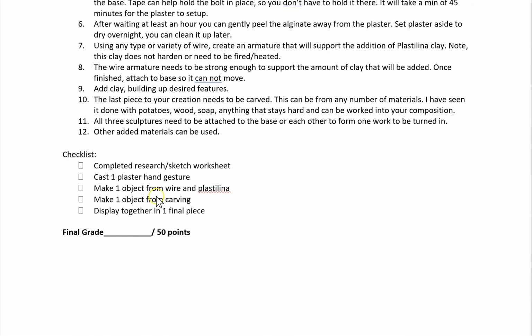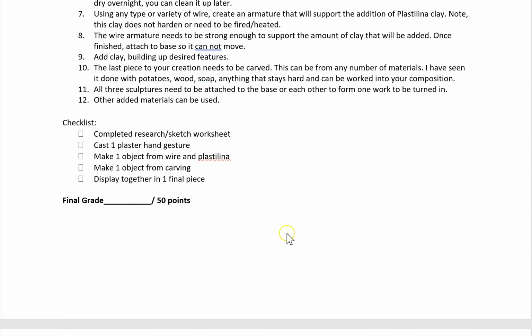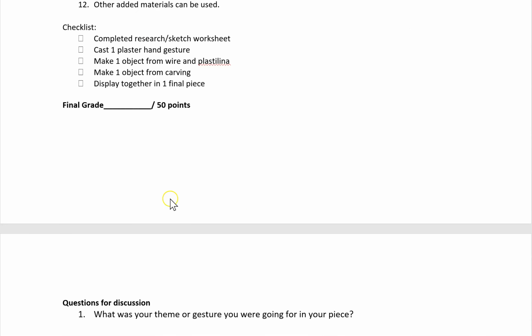The checklist that's listed at the bottom is just so that way all this material is then turned in some format when you turn in the project. This is what you need to have done and given to me in order to receive the final grade. Okay, the final grade is out of 50 points.